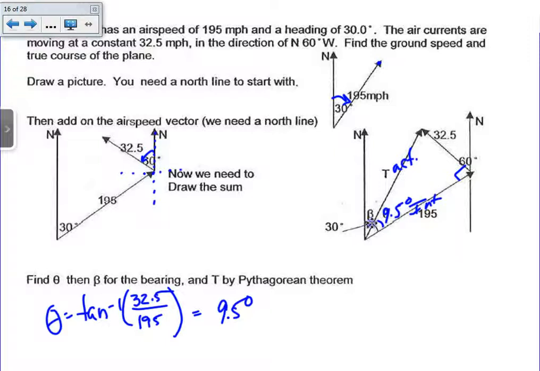So, if I knew it was 30 degrees from here to here, I need to take away the 9.5 degrees from theta. So the bearing is 30 degrees minus the 9.5 degrees. So the bearing is actually 20.5 degrees from north.